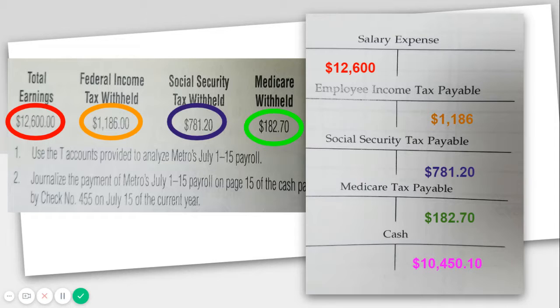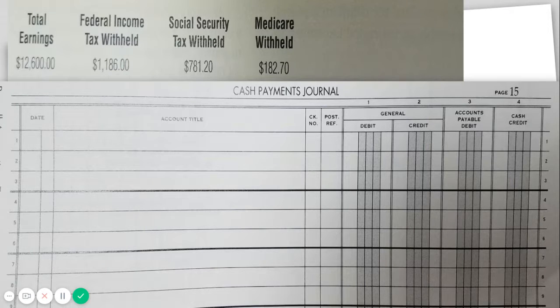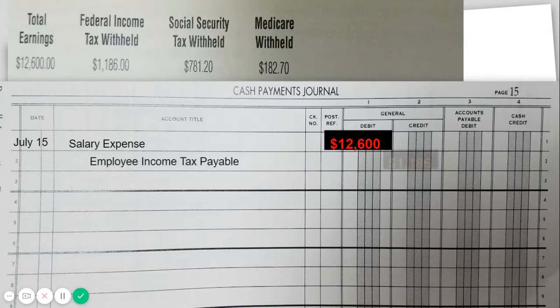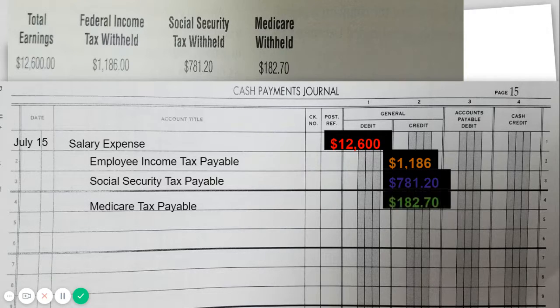which is $10,450.10. Next, to journalize it, we always start with our date, July 15th. First one will be salary expense, employee income tax payable, Social Security tax payable, Medicare, and lastly, to make sure that our debits and credits balance, put our cash in.